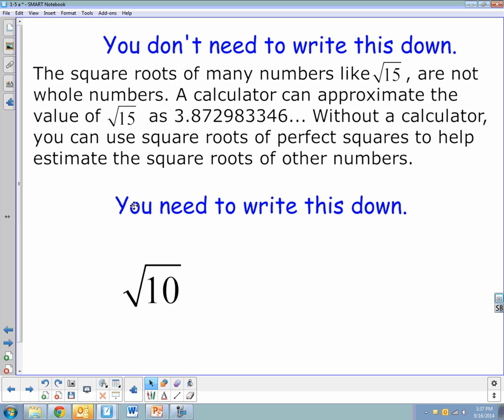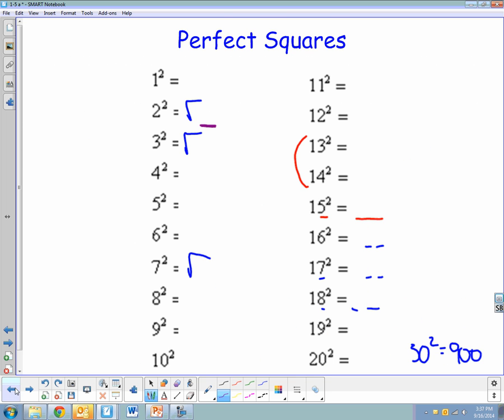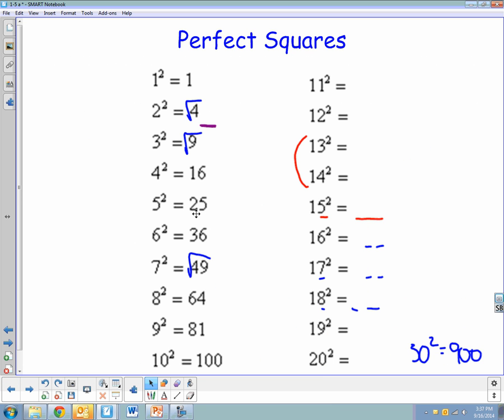So I'm going to have you write this down. Square root of 10. If I look at my list, 10 is not on my list. I've got 1, I've got 4, and I've got 9. And then I've got 16. But I don't have 10. So 10 is somewhere in between 9 and 16. It's not halfway between, but it's pretty close to 9. So it'd be right about here. Which means the square root of 10 will be pretty close to 3.